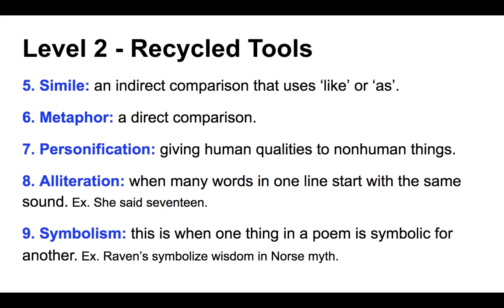And number nine, another old idea, is symbolism. And this is when one thing in a poem stands for or is symbolic for another thing. So an example would be that ravens symbolize wisdom in Norse mythology because in the Norse system of legend, Odin, the Allfather, had two ravens on his shoulders, and they were called thought and memory. So that's why ravens often symbolize messengers or wisdom if you're talking about Norse mythology.